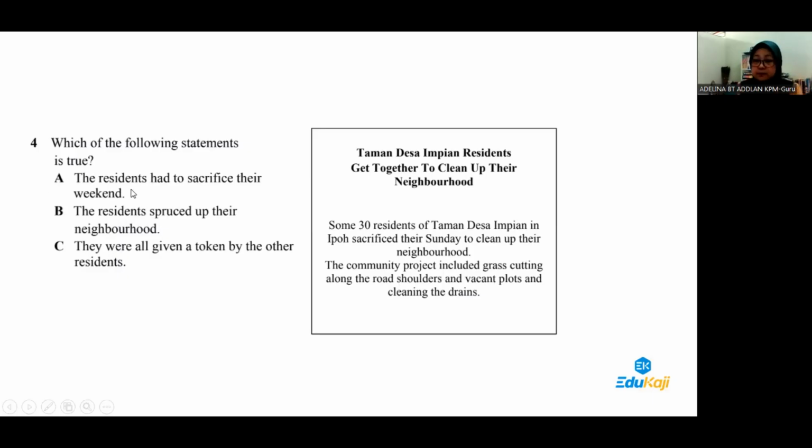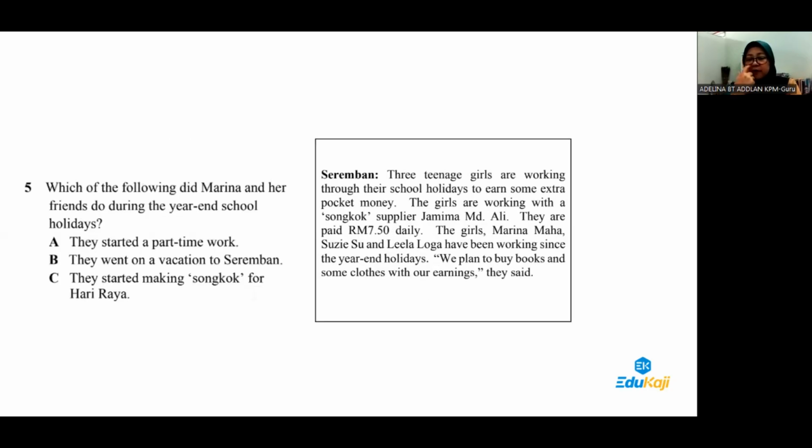Right. And like what I have mentioned as well, part 1 will give you a very direct question. Direct question means directly the answer can be seen either in the first paragraph or in the last paragraph. So you have to be very careful when you read the content. Okay. Now, question 5. This is a newspaper excerpt.